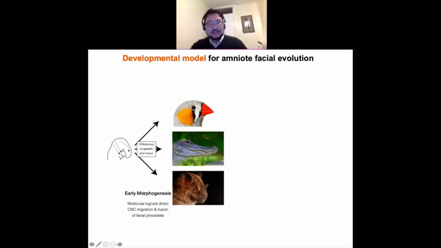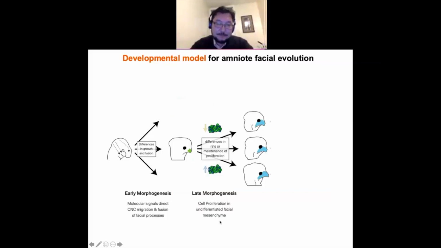What we're seeing is that early events are very conservative, right? But it's the changes of the very, very early steps, where neural crest cells go and how do you begin to form the face that explain the difference between different classes of amniotes, such as birds versus crocodiles versus mammals.